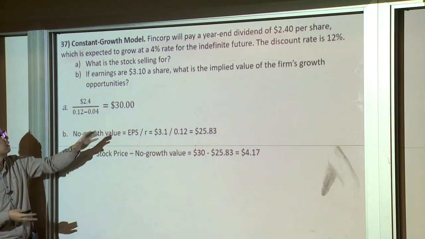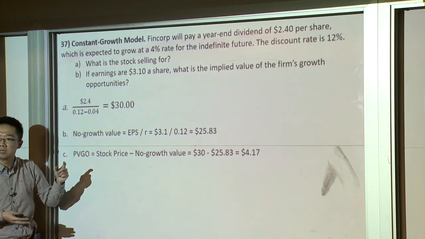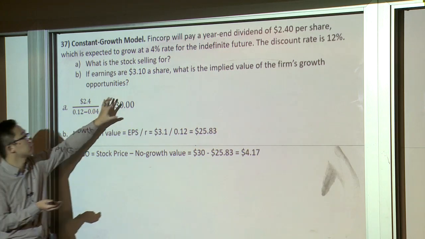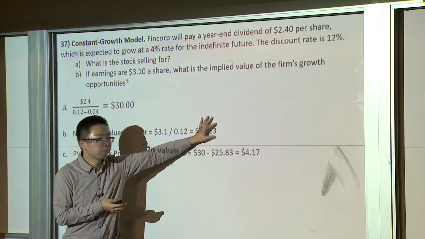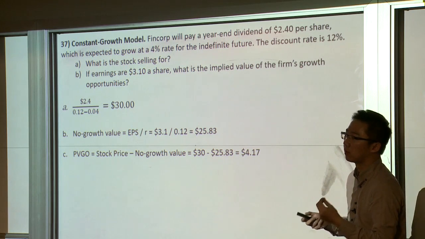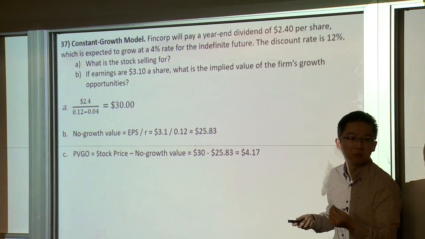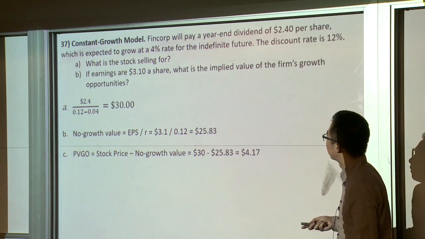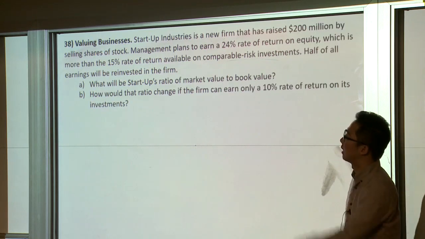But we do know that there is a growth rate. Okay, there is a growth rate, 4%. And the present value of that growth opportunity in the future is just $30 minus the no growth stock price. And that extra $4 is the present value of the future growth opportunity. Okay? I believe your professors got more time to explain this to you in class, so I just go over it briefly. Okay? I don't have enough time. Okay. We are way over time.